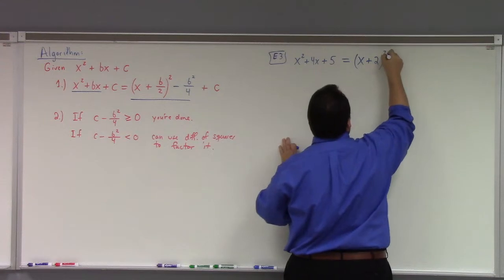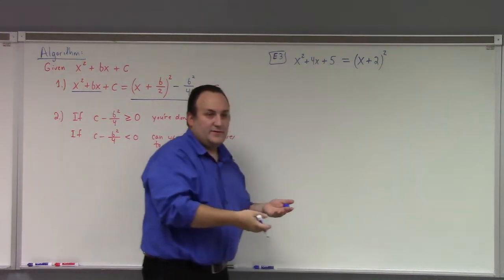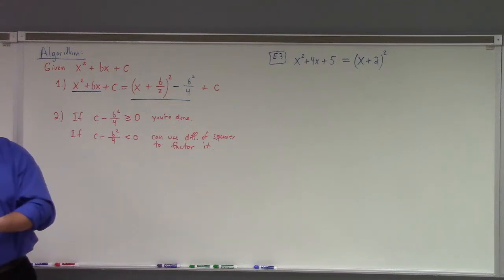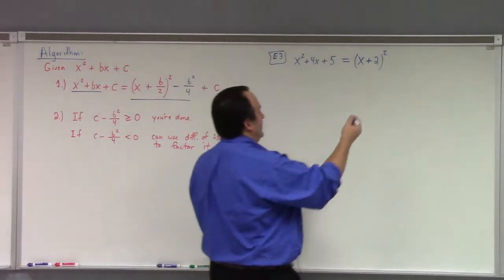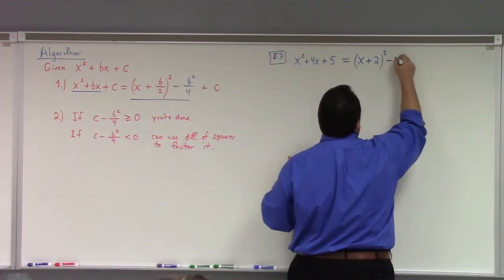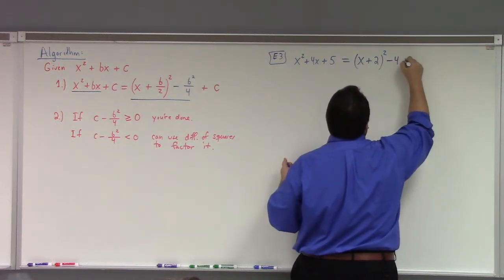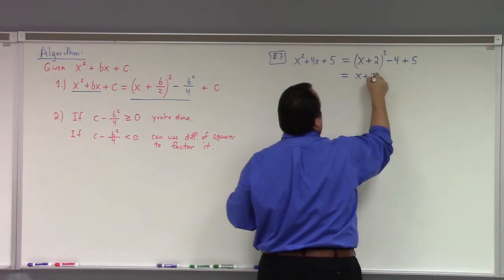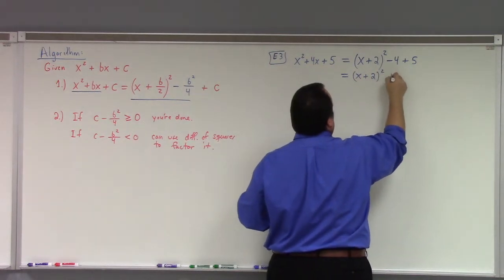Now, I can't just do that. What have I done if I do that? I have added 4. So I have to subtract 4 to be fair. I can't just add 4 to the equation without taking it back away. So I've got minus 4, and the plus 5 was there to start with. So what is this? I'll clean it up: x plus 2 squared plus 1.